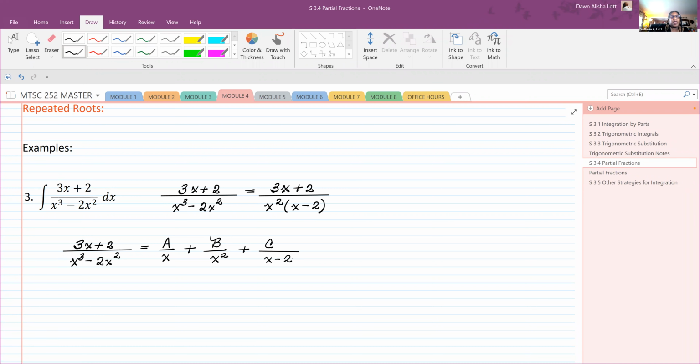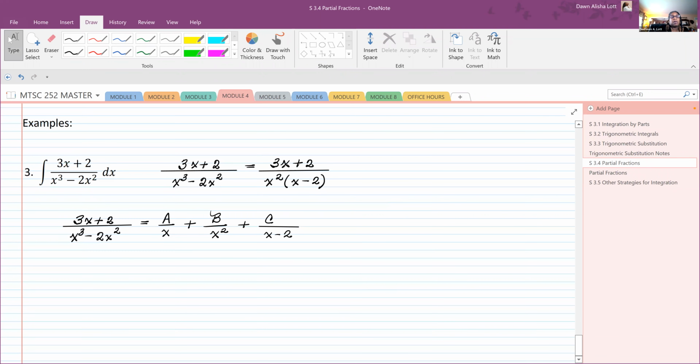So x appears in the denominator squared, and therefore I have to do an A over x and a B over x squared. If it appeared 3 times, I would have A over x plus B over x squared plus C over x cubed, and then, of course, D over x minus 2.